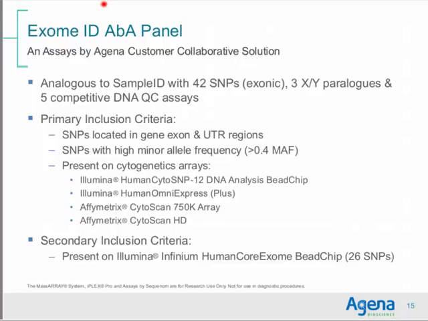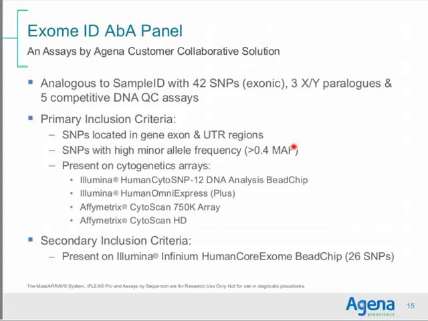Now, moving on, very similar to what Erik just told us about. Our customers also asked us if we could design a panel that had coding SNPs and SNPs from gene regions in it, because all of the sample ID SNPs were in intronic and non-coding regions. So we designed a panel which we call our Exome ID Assays by Agena panel: 42 SNPs, 3 XY paralogs, and 5 DNA QC assays. The inclusion criteria for the SNPs were that they needed to be located in gene exons and UTR regions such that they're captured by exome capture kits.